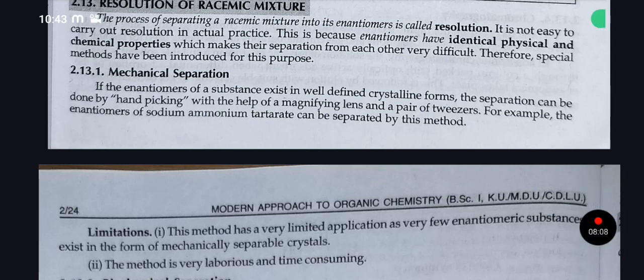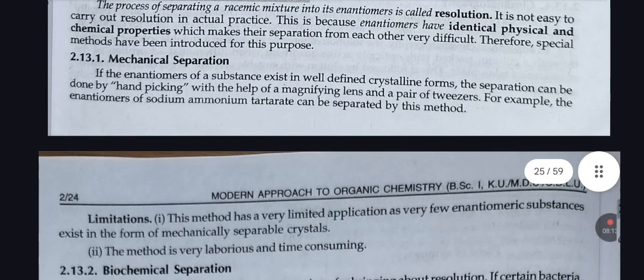Resolution of racemic mixture. The process of separating a racemic mixture into its enantiomers is called resolution. It is not easy to carry out resolution in actual practice. It is because enantiomers have identical physical and chemical properties, which makes their separation from each other very difficult. Therefore, special methods have been introduced for this purpose.